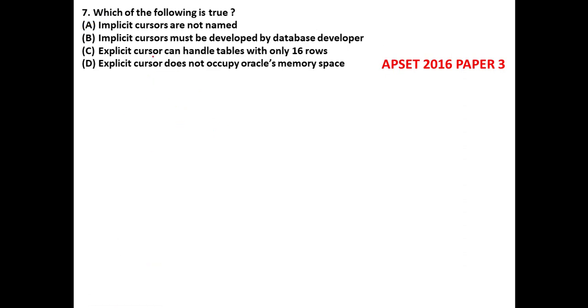See the next question, question number 7. Which of the following statements is true? See option A, implicit cursors are not named. Yes, it is the true one, because Oracle itself creates the implicit cursors. The user is not able to create the implicit cursors or open, fetch and close them. All these activities are performed by Oracle itself. So the answer for this question is option A, implicit cursors are not named.